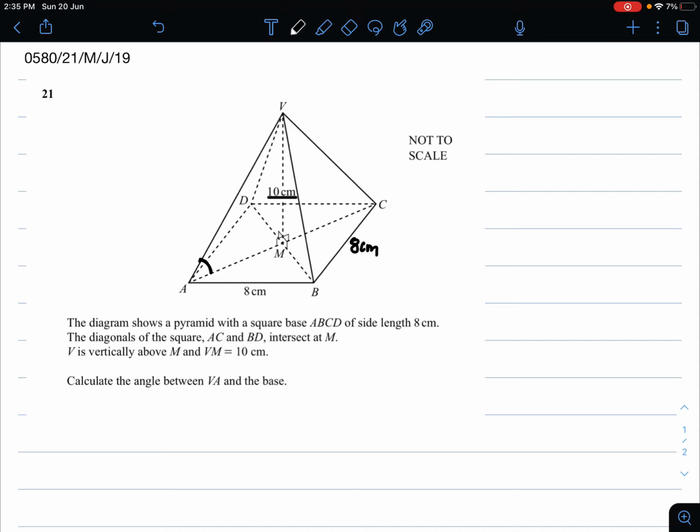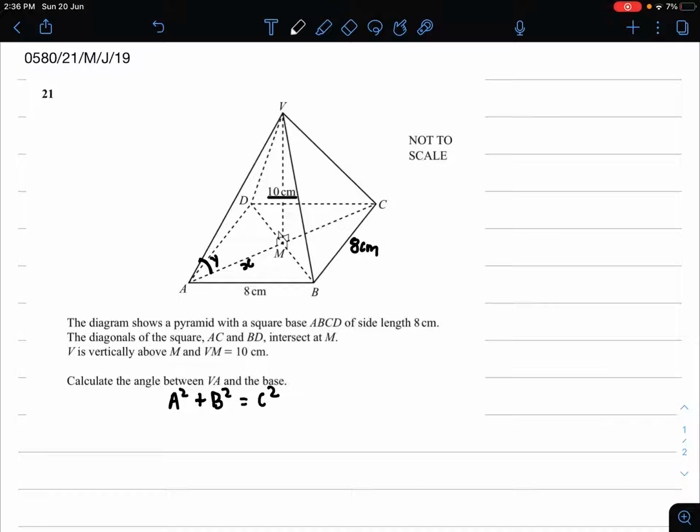How we can do that is we need to find AM first so that we can use the tan rule to find this angle. Because we have the height, we can use tan, because the formula for tan is tan of x is equal to opposite over adjacent. So how we can find AC is by finding the hypotenuse of ABC. The formula would be a square plus b square is equal to c square.